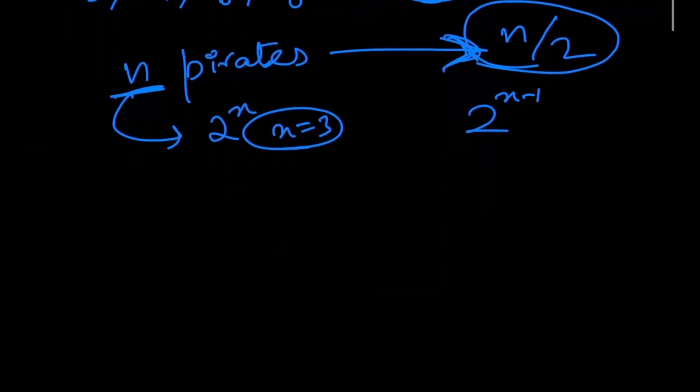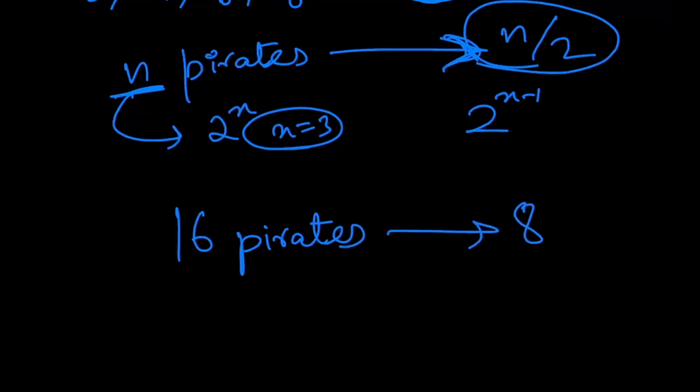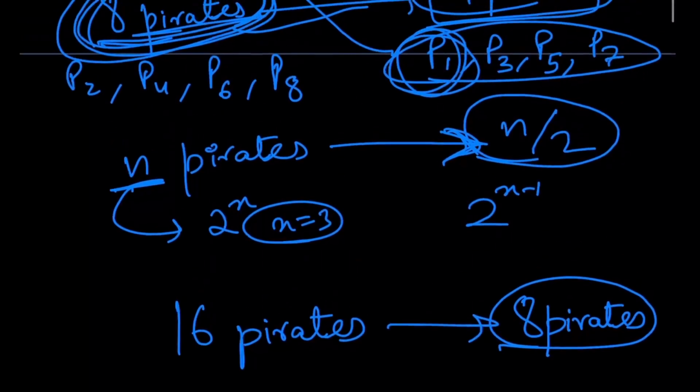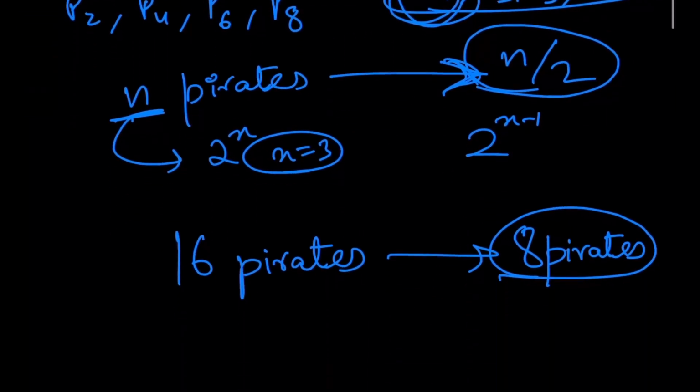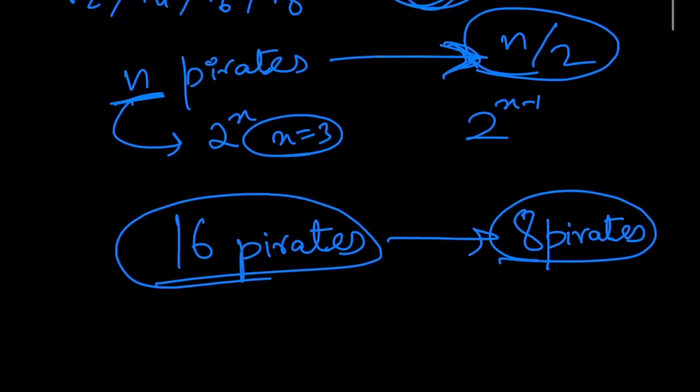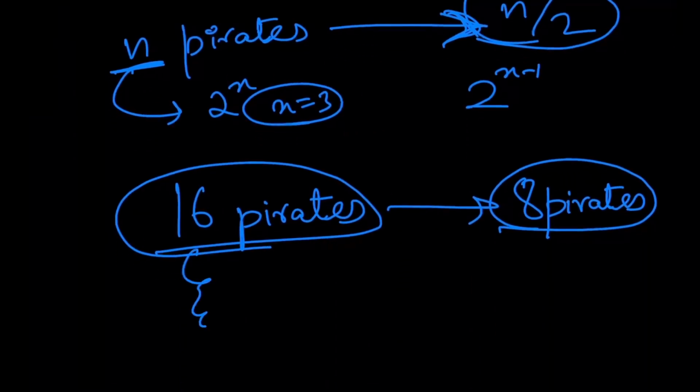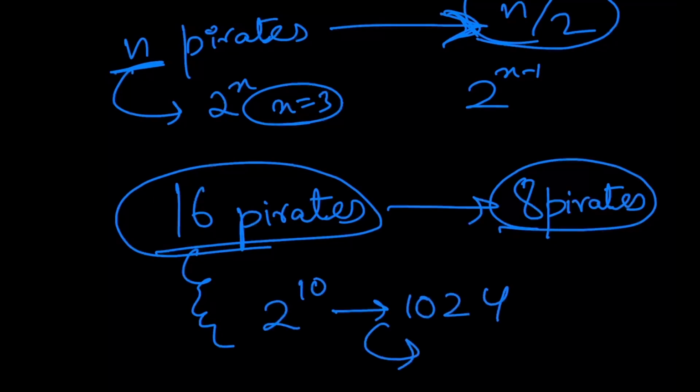Now I could say the exact same thing for 16 pirates. We know that at the start, P1 is obviously going to survive, and he's going to reach the case where there's 8 pirates. And since we just deduced that P1 survives when there's 8 pirates, we can say that P1 is going to survive when there's 16 pirates. And the process just keeps on going until we reach 2 to the power 10, which is 1024. And we can deduce that P1 is going to survive.